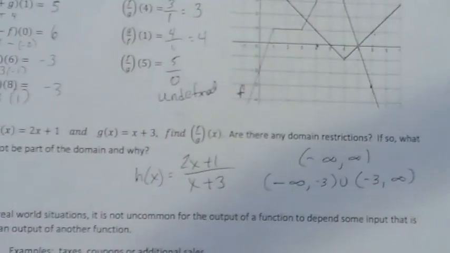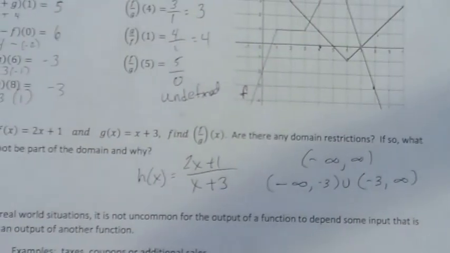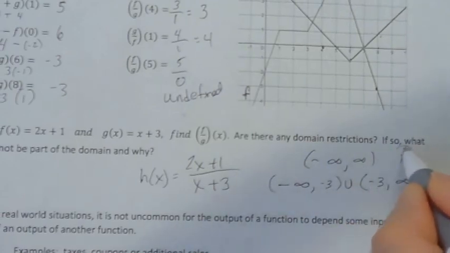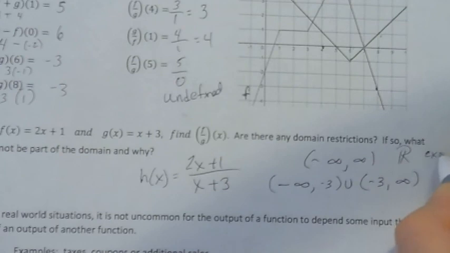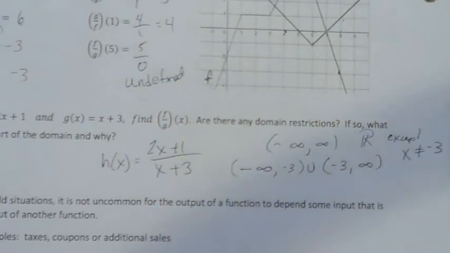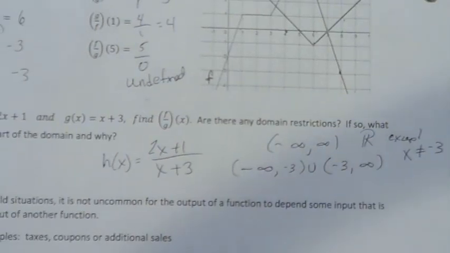I know at OTC, when you do this in your college algebra class, they let you write negative infinity to infinity, where they say all real numbers except x can't be negative 3. So you can write it like that, or you can write it in interval notation. I'm trying to prepare you for both ways. OTC lets you write it like this, but in calculus and in IB math, you'll write it like this.